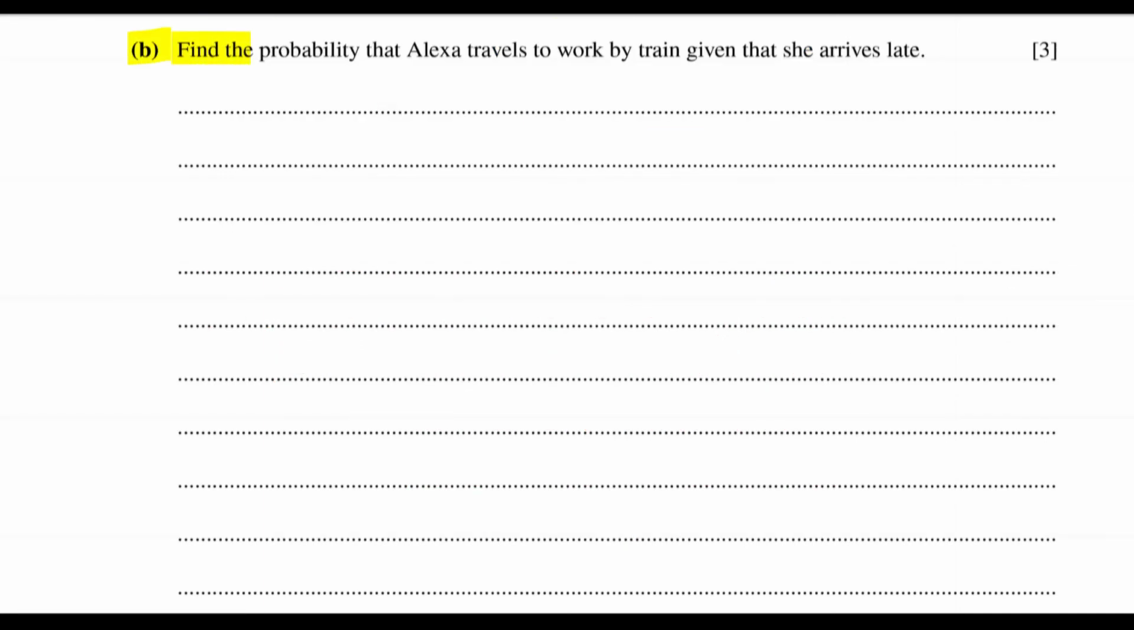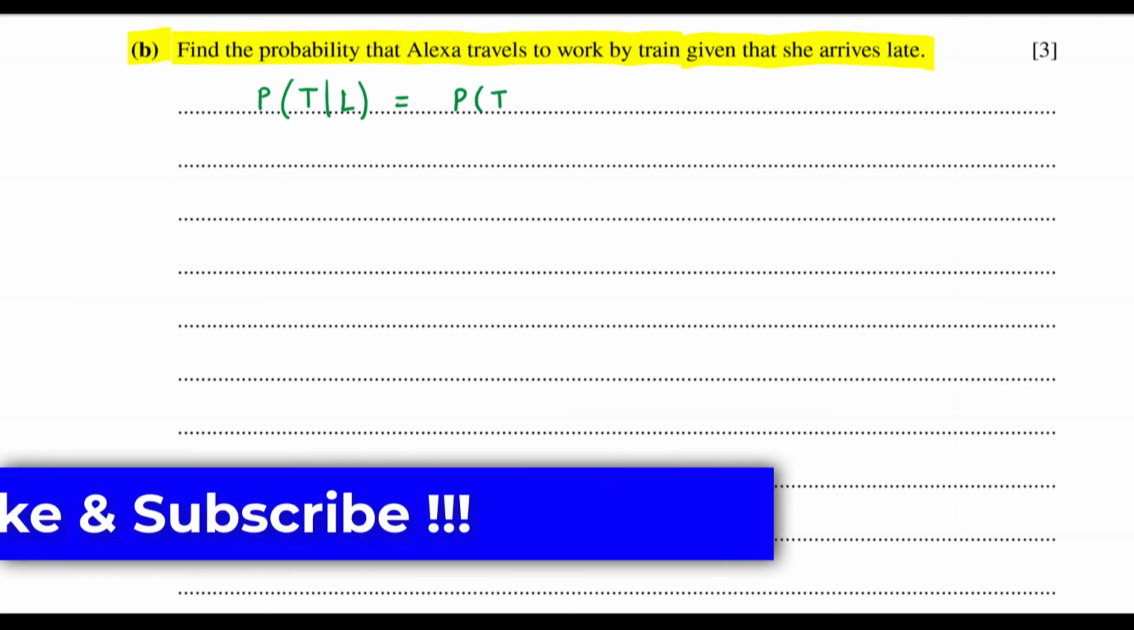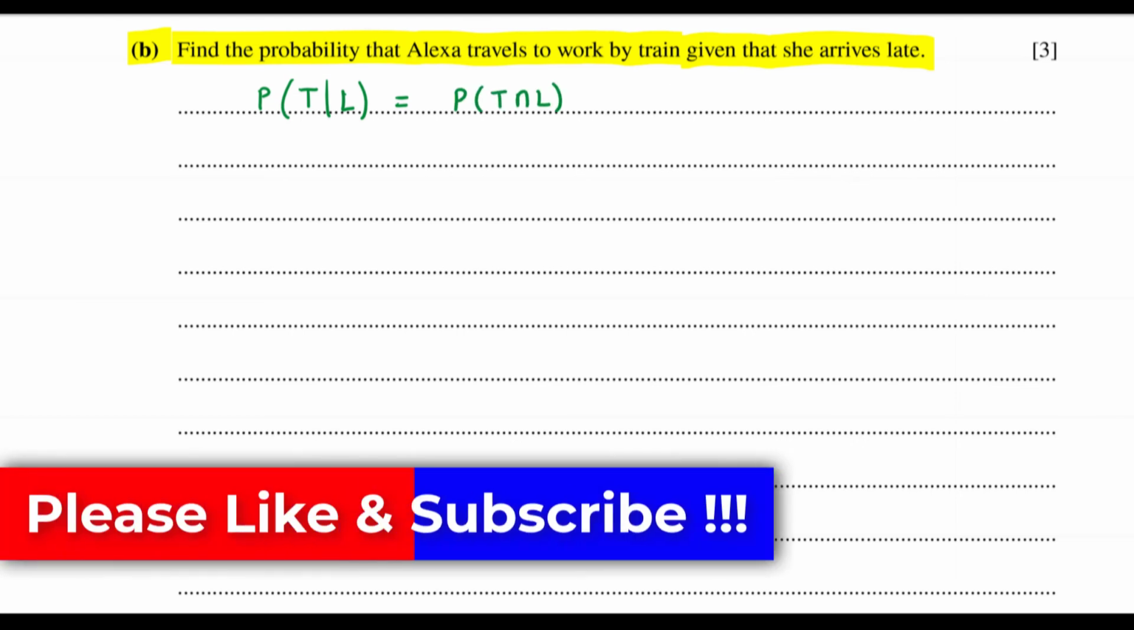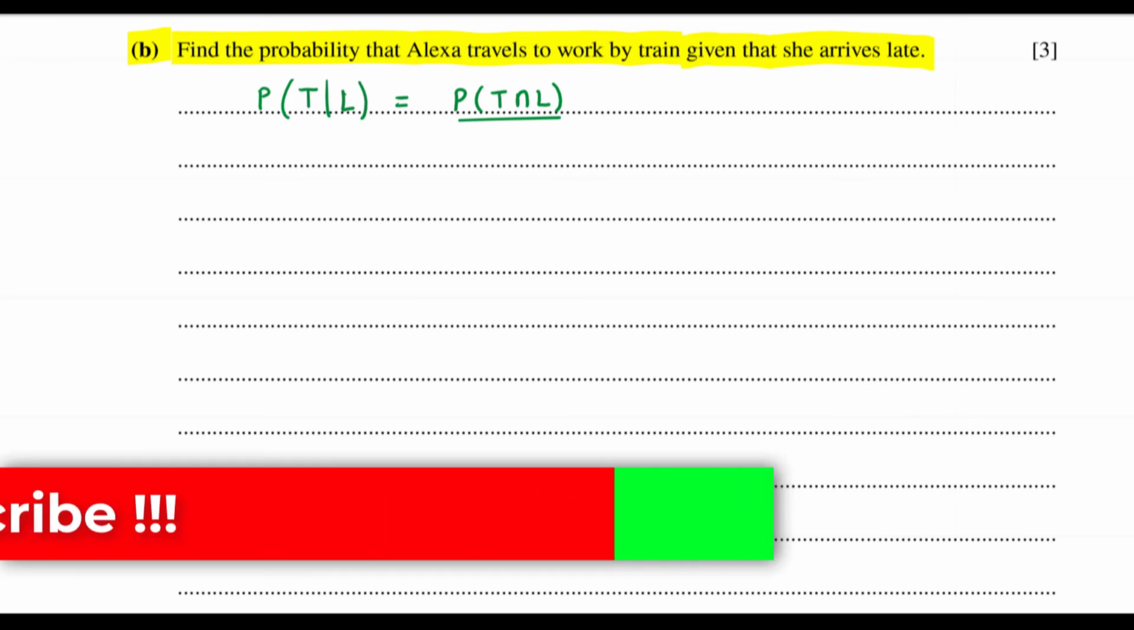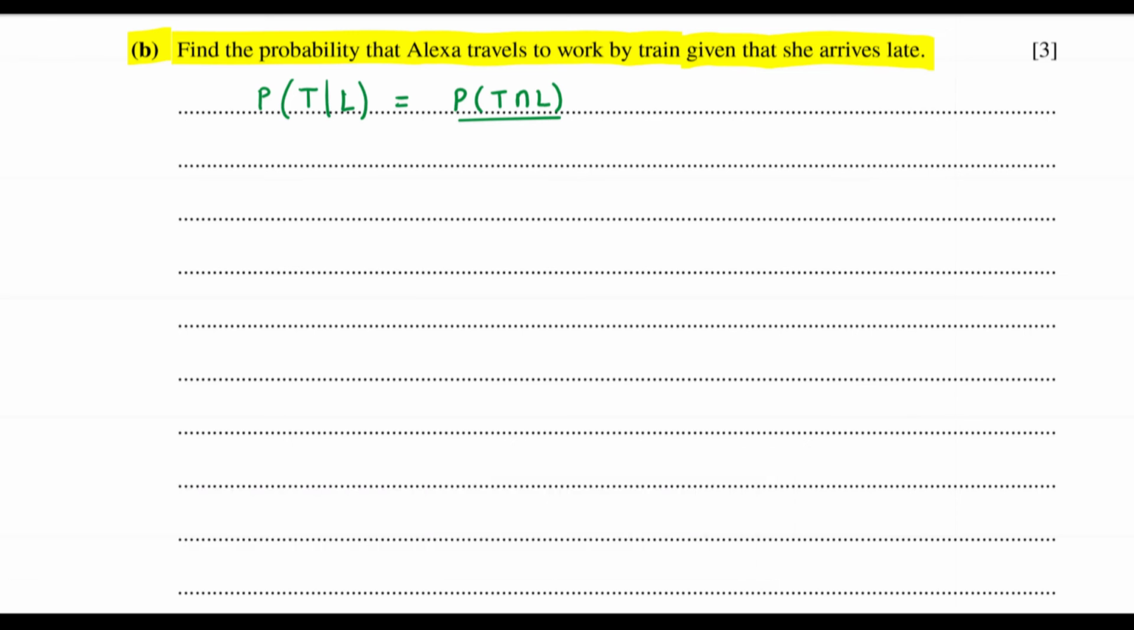In part B, find the probability that Alexa travels to work by train given that she arrives late. So it's a conditional probability. We can write our situation as travel by train given that she is late. By the formula of conditional probability, it is the probability of T intersection L, meaning traveling by train and getting late, divided by the probability of being late.